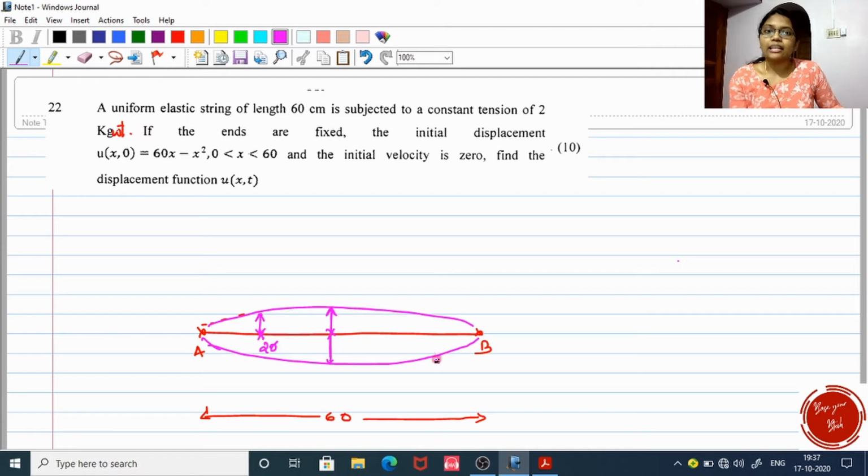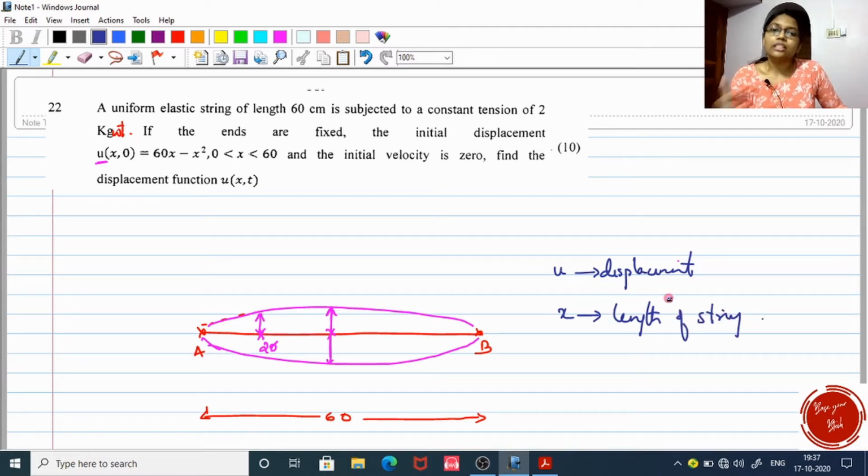So we can say that as the length proceeds, there is a variation in the displacement, and here the displacement variable is u. So we can say that u, or the displacement, depends upon the length of the string. Let us take the length as x. As we just said, at the end points there is no displacement. The displacement is just 0, and it moves on. At the middle we can expect the maximum displacement, isn't it?